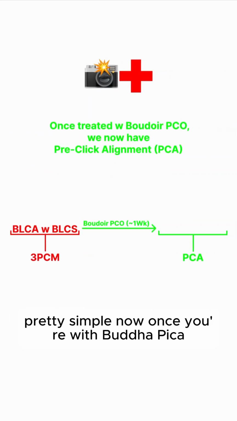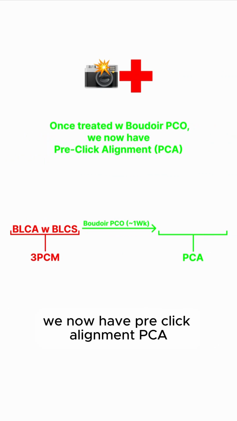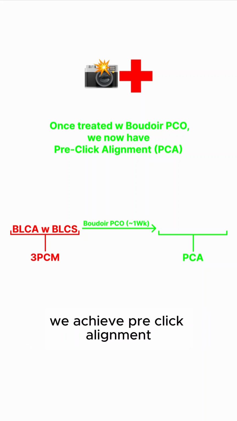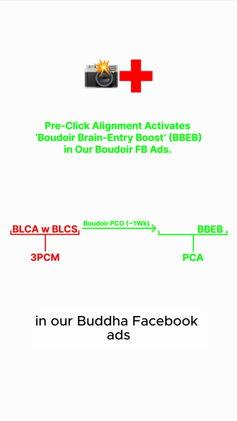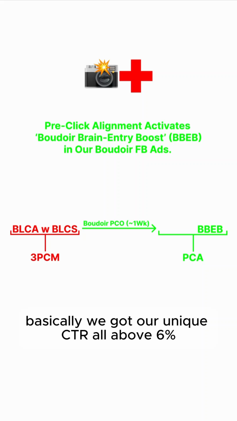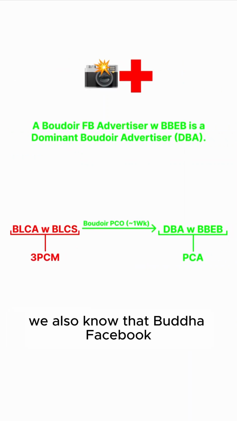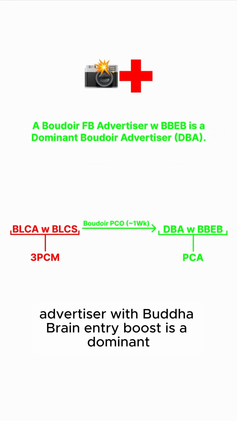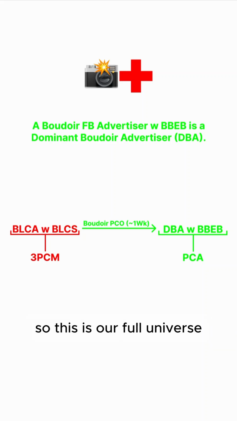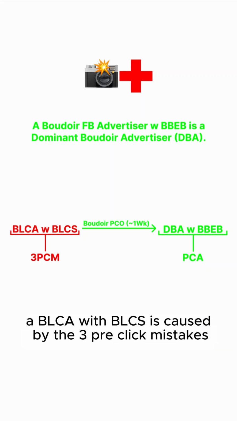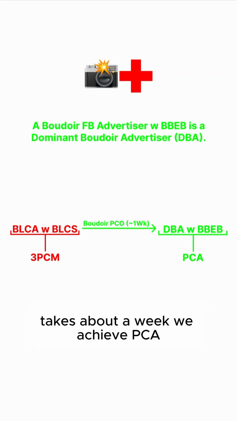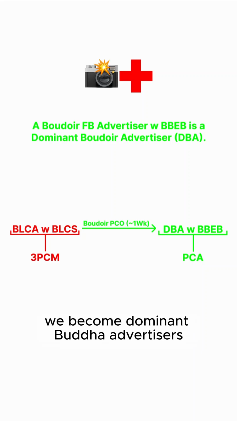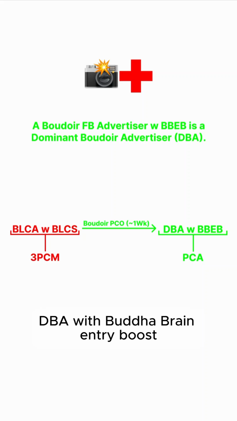Pretty simple. Now, once you're done with Boudoir Pico, we now have pre-click alignment, PCA. So we get rid of the 3 pre-click mistakes. We achieve pre-click alignment, and pre-click alignment activates Boudoir brain entry boost in our Boudoir Facebook ads. Basically, we got our unique CTR all above 6%. We also know that a Boudoir Facebook advertiser with Boudoir brain entry boost is a dominant Boudoir advertiser, a DBA. So this is our full universe. A BLCA with BLCS is caused by the 3 pre-click mistakes. Easy enough. We treat it with our solution, Boudoir Pico, which takes about a week. We achieve PCA, the pre-click alignment, and we become dominant Boudoir advertisers, DBA, with Boudoir brain entry boost.